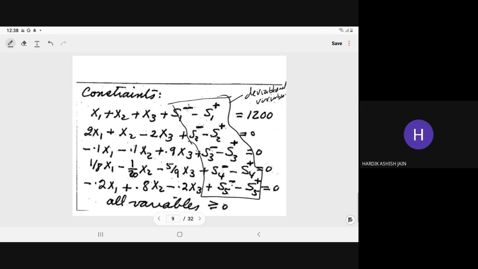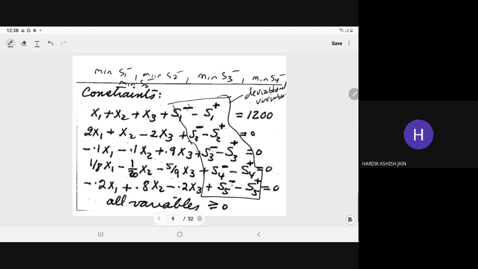Yes, so minimize S1 minus, minimize S2 minus, minimize S3 minus, minimize S4 minus, and minimize S5 minus.